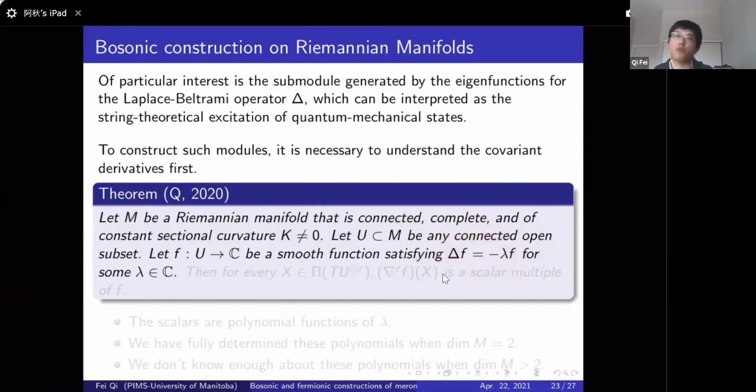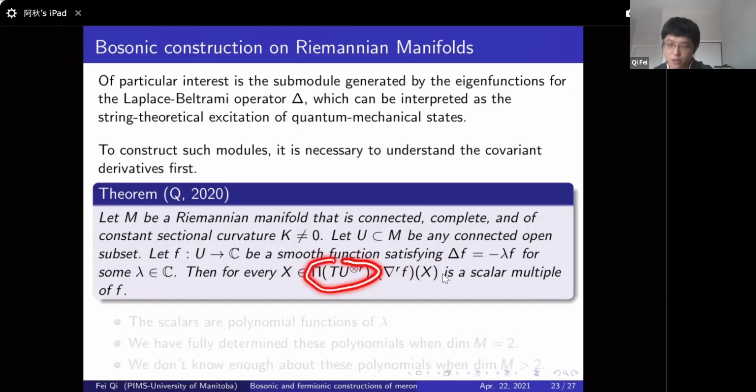So then what happens is the following. For any parallel tensor x of degree r, the covariant derivative of f along x is a scalar multiple of f. So this is actually very strange in the following sense.